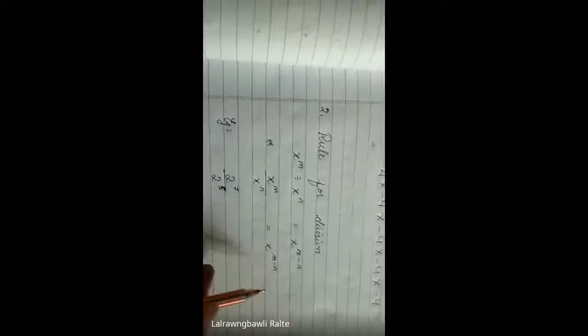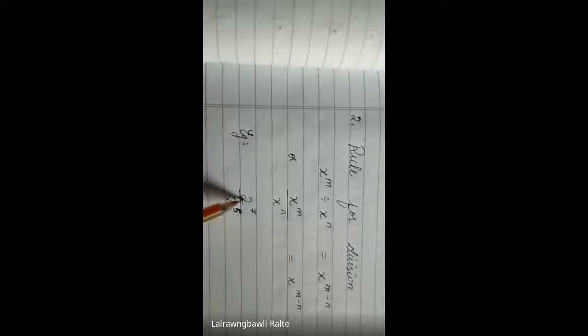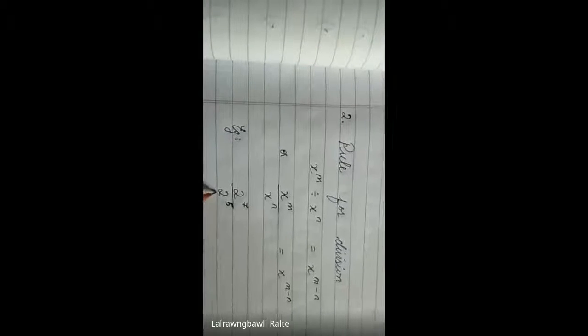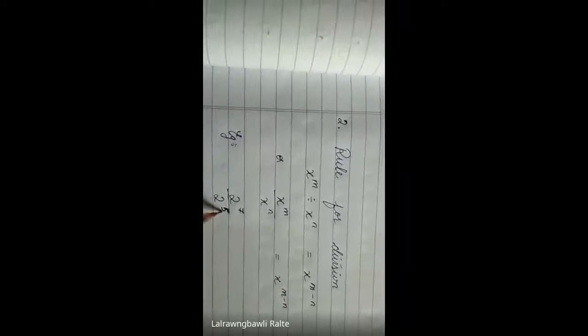Here again we have an example. 2 to the power 7 divided by 2 to the power 5. How will we solve this one? We take the base.